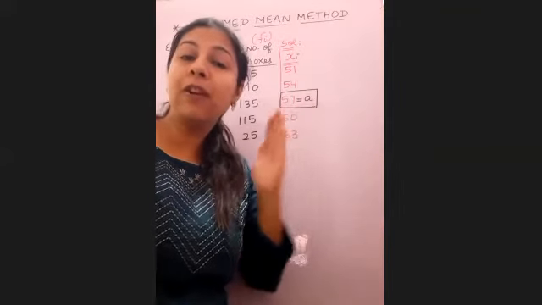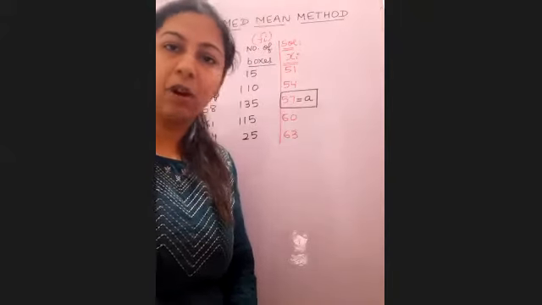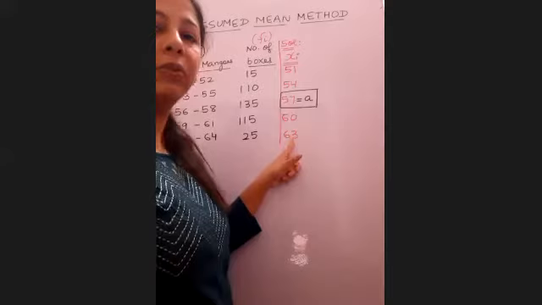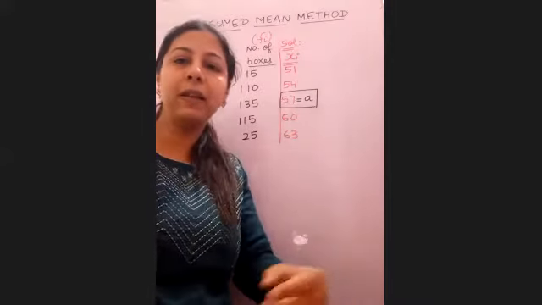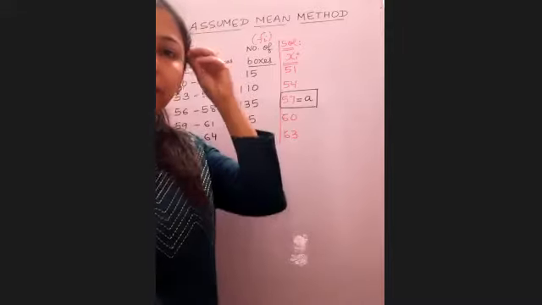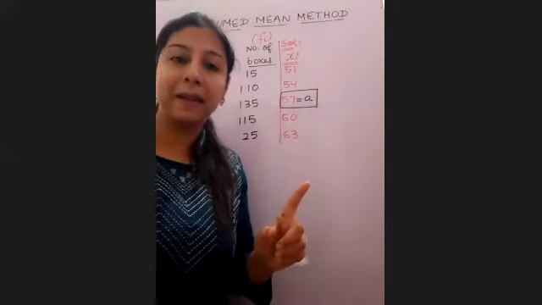So positive or negative? Positive 3. And likewise 63 also has surplus money. 57 has 63? Yes. How many? 6 rupees. Positive 6. Positive 3, plus 6.